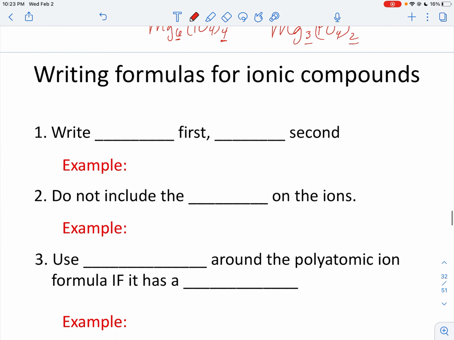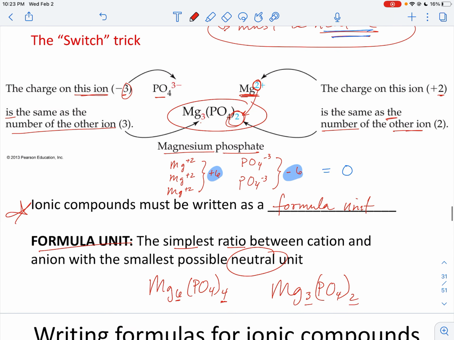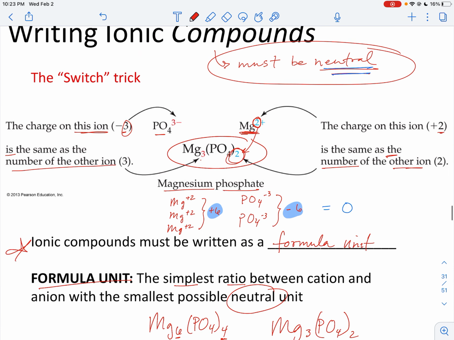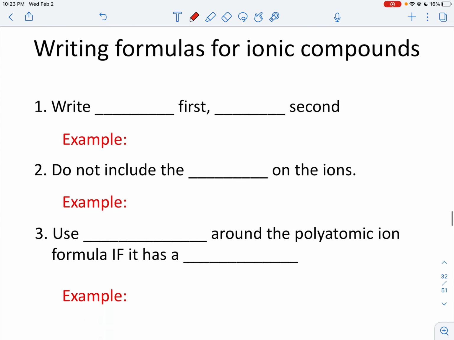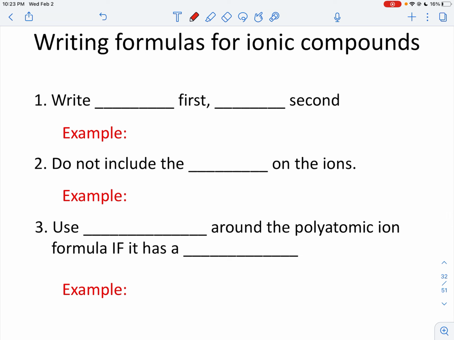All right, so I'm going to go over a few rules that may help clarify some of the things I've been illustrating or walking through on this slide. So these are 3 rules for writing ionic compounds. And the first rule is that you always write the cation first, anion second. Okay, cation first, anion second.